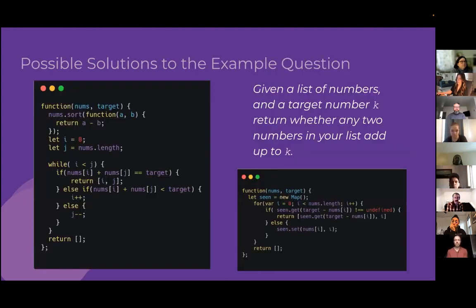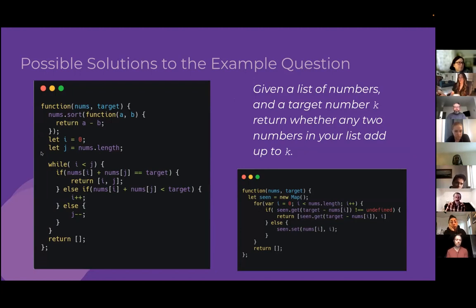So to make this a concrete thing again, let's go through some possible solutions to the example problem that we gave earlier. There's two different solutions here, and these are both written out in JavaScript. So hopefully a language that most of you can be familiar with. The solution on the left takes an approach by beginning with the number list and actually sorting it so that the numbers are all returned in order.